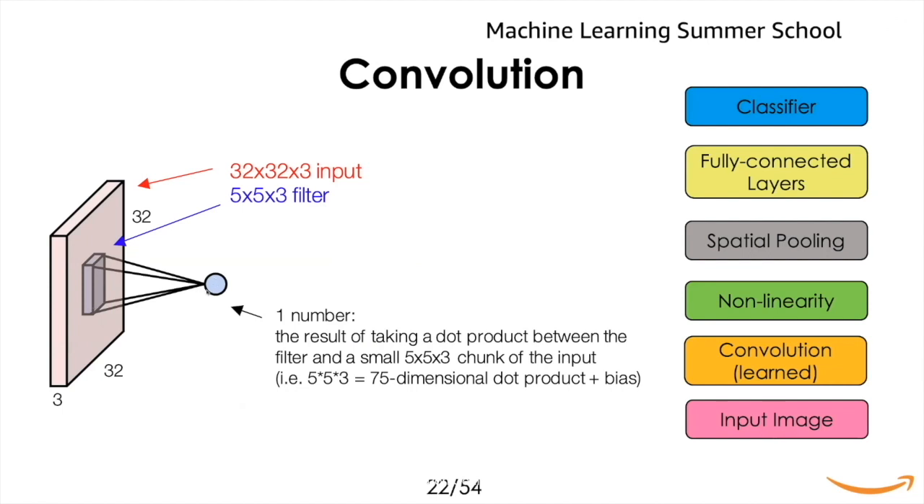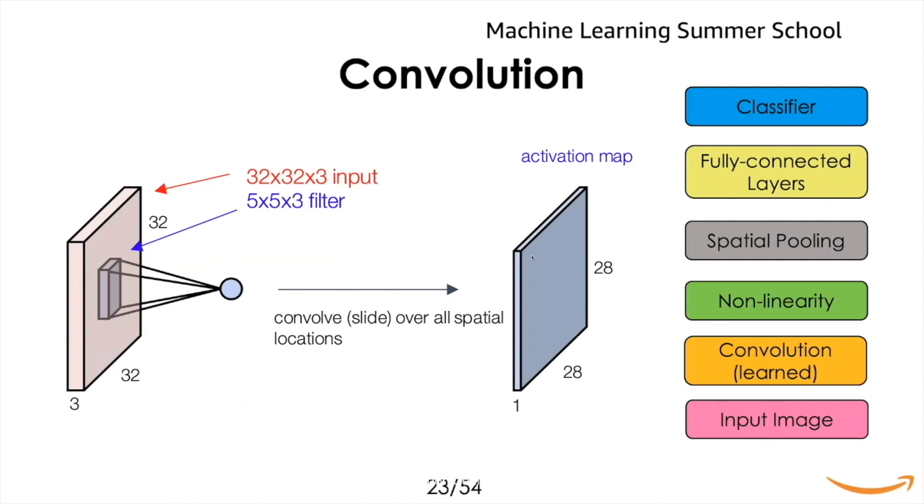This output will form a part of your output activation map. Okay, so you take the filter, slide it all over the image step by step, and each dot product output that you get is placed in the activation map, and this is your output of the convolution.